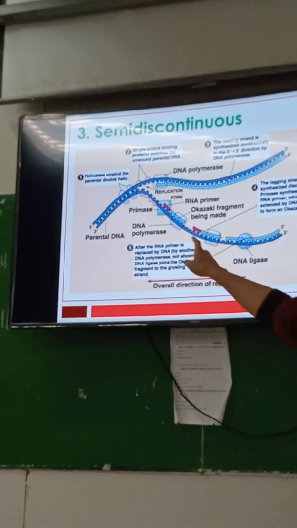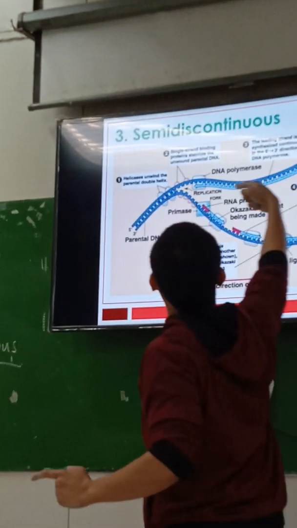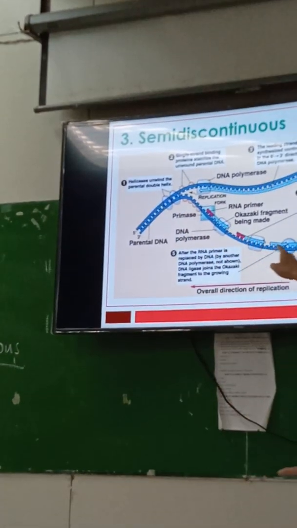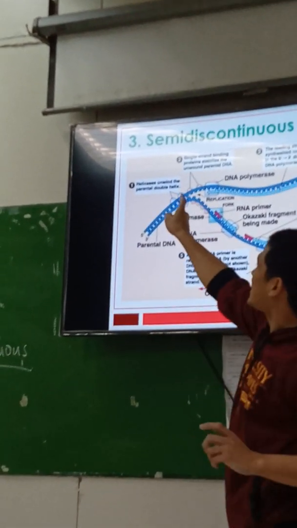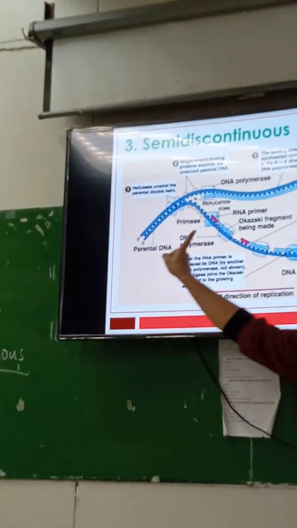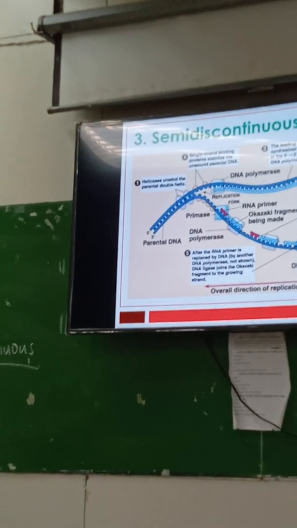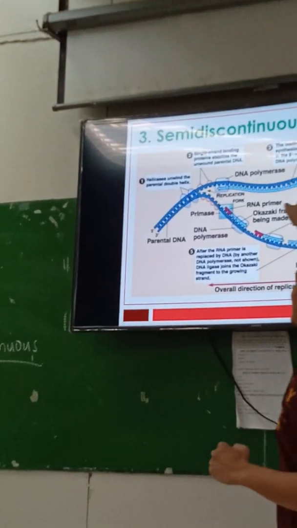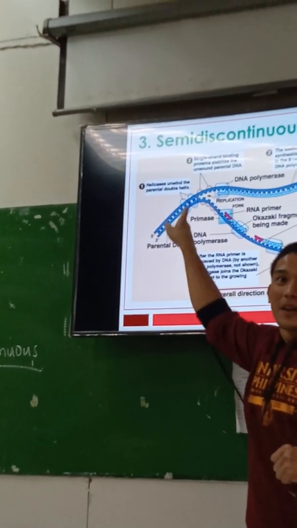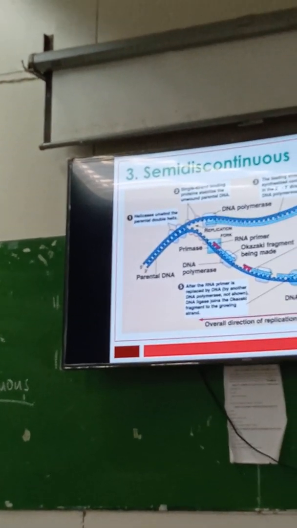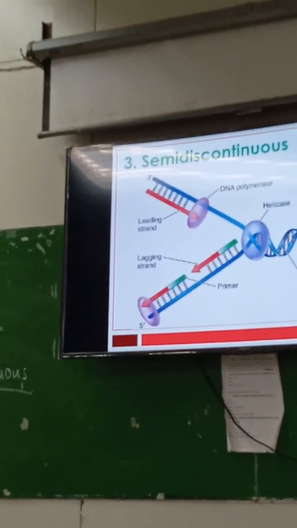Ito, to visualize everything. So, this is your leading strand. So, this becomes your lagging strand. Because if this is your replication fork, in your lagging strand, saan papunta yung replication? Opposite of the synthesis. Whereas in your leading strand, it's toward your replication fork. Ayun. So, semi-discontinuous siya. Nice, no?